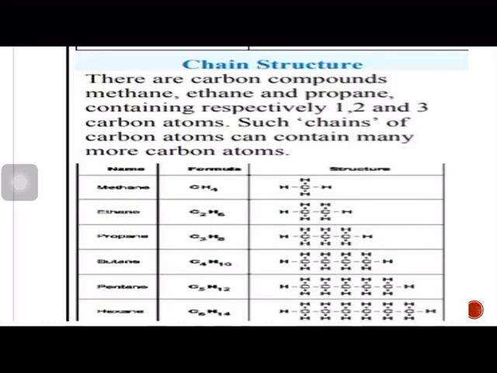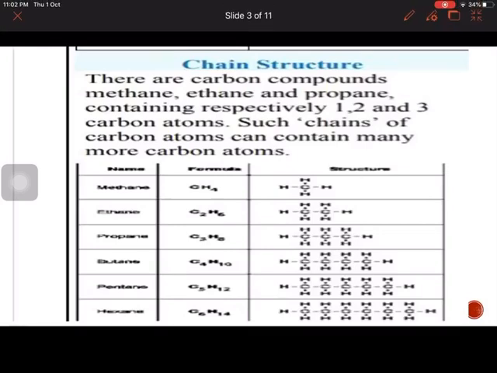Now next, chain structures. As in the carbon compounds methane, ethane and propane, the chain structure is formed with single bonds. So a long chain can be formed with these. These belong to the alkane family.